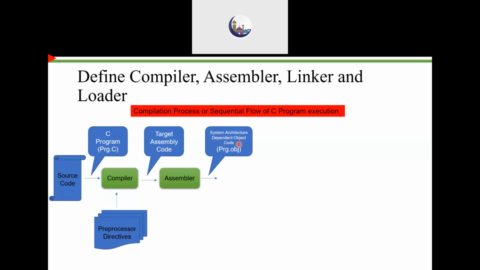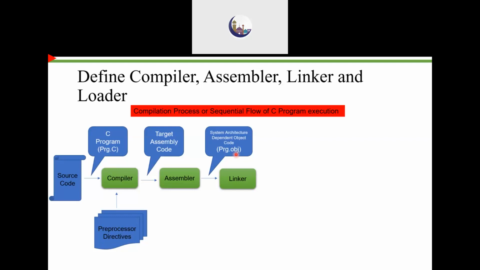This system architecture dependent object code will be prg.obj. Do remember, this is not completely ones and zeros. This is some intermediary form of language which we cannot read. If we try to open the .obj file, we cannot read it. Those characters will not be printable.